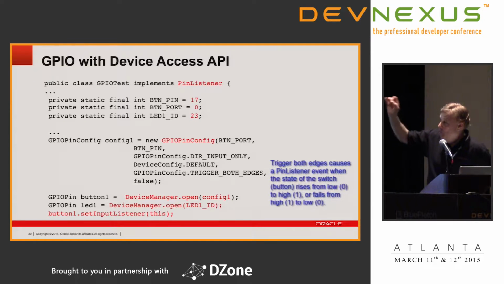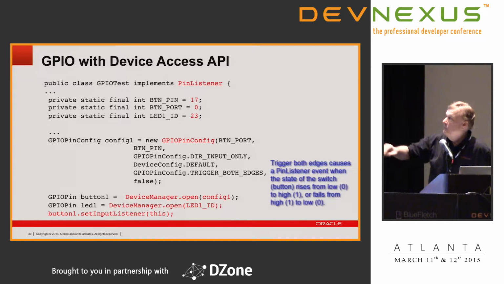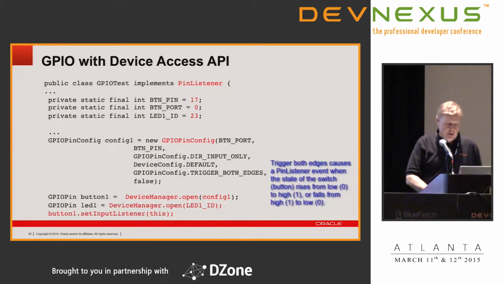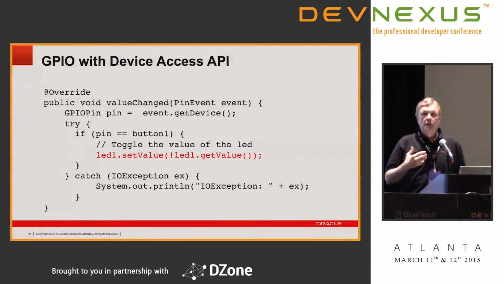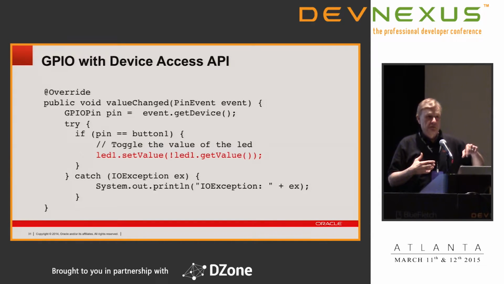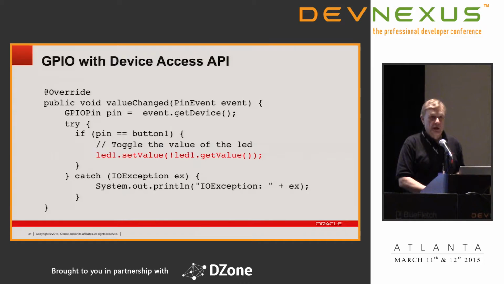And then at the bottom there, we're opening the device for the button. The device manager is opening something for the button, opening something for an LED, and then we're setting an input listener. In the code for the input listener, if we're looking to see if the value changed, and if the device is the button, then we're going to toggle the value of the LED. So in software, we have provided the logic for what happens to the LED when you press the button.